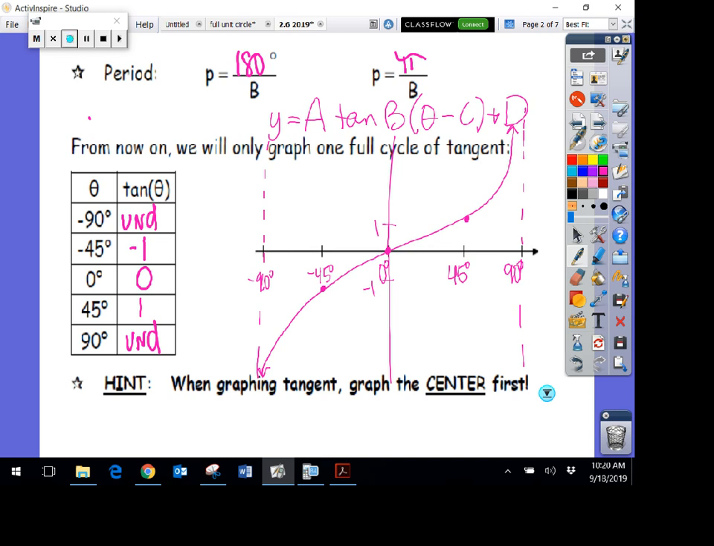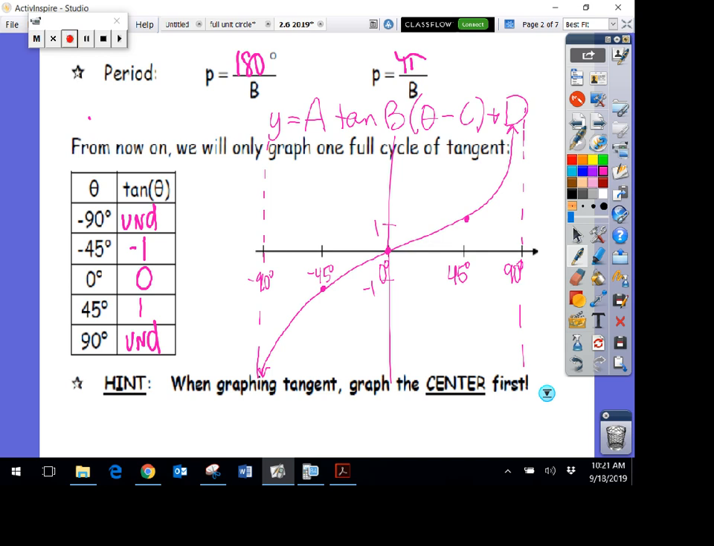I'm going to say it over and over again because I do not want any of you to miss it. Because if you miss where to start on your tangent, that whole x-axis is wrong. You can still get the shape right. You can still get your y-axis right. But that entire x-axis is going to be all wrong because none of your points are going to match up. So when you're graphing a tangent, whatever your c value is, that goes in the middle. And then we go, the period is 180.